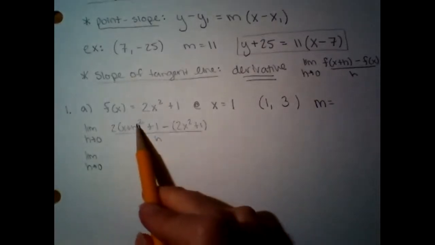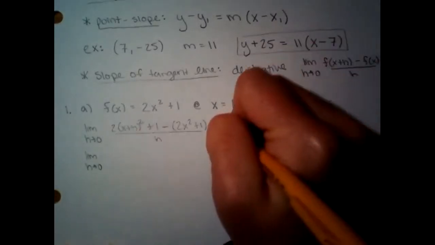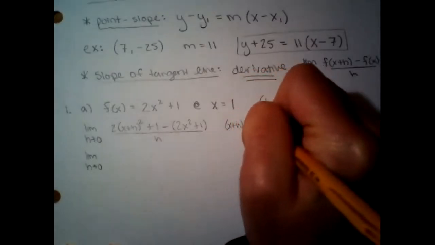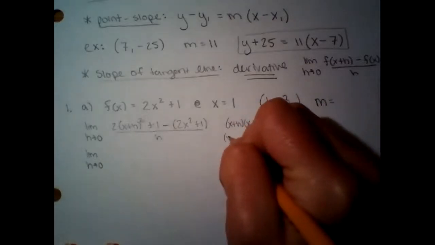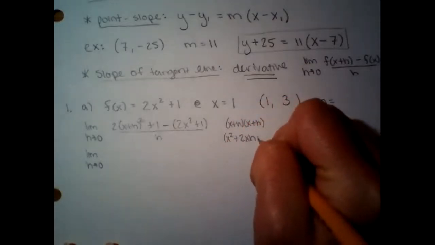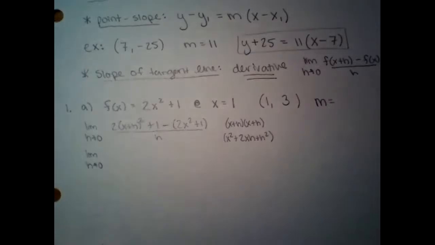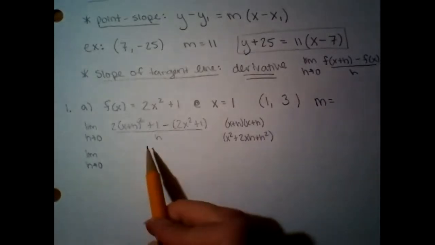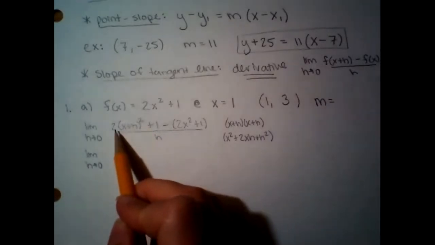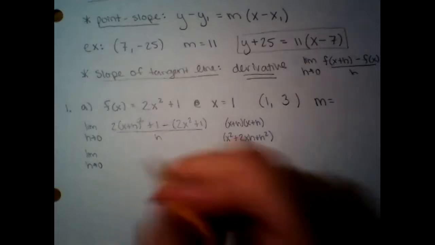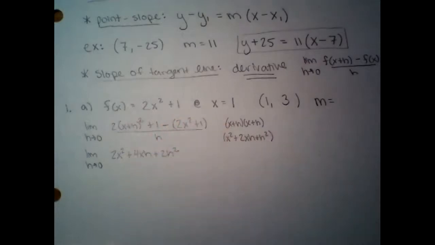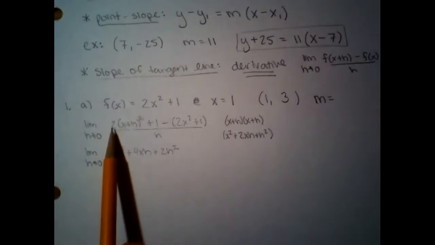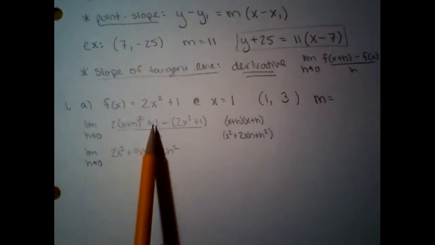So this first piece, (x plus h) squared, means this. I'm just going to write it off to the side. And if we multiply that together, we're going to get x squared plus 2xh plus h squared. So that is this piece, and we're going to distribute the 2 through that. So 2x squared plus 4xh plus 2h squared. So that is this entire first part. All right, then plus 1.